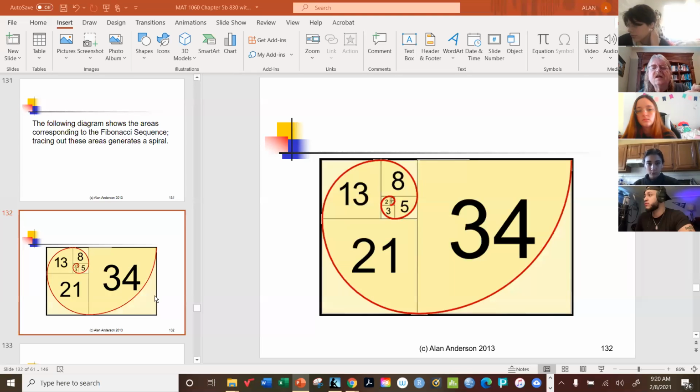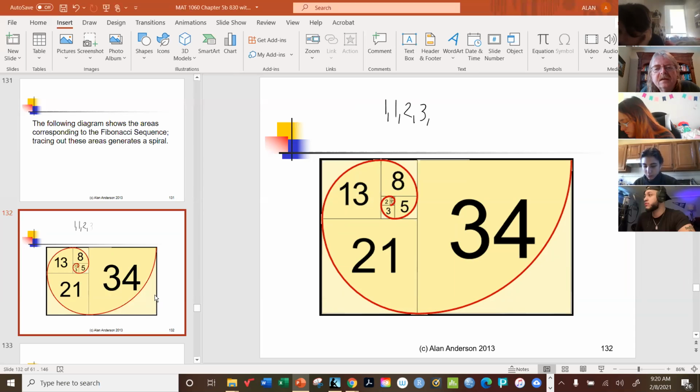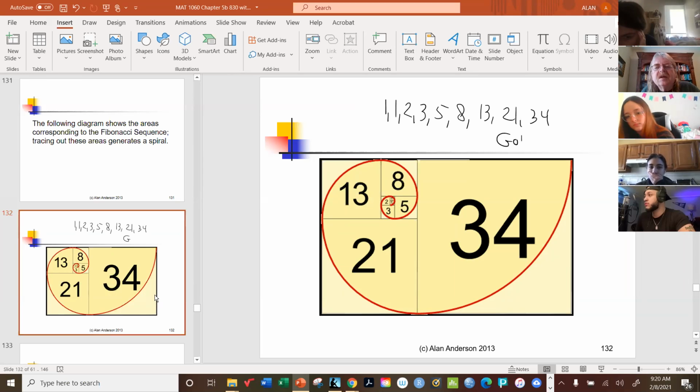Here we go. So this diagram, what they've done is they've created a series of boxes. Now, you might recognize, it's hard to see, these first two tiny little boxes are 1 and 1. So what they've done is they've constructed this very special diagram where the areas represent these numbers. And by constructing them this way and by connecting them, you've got this spiral, which is sometimes called the golden spiral. And it's this that we're going to see showing up in art and in architecture and in nature.